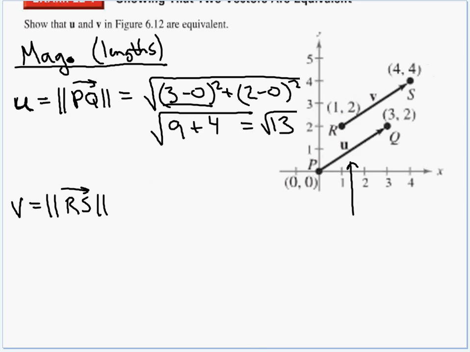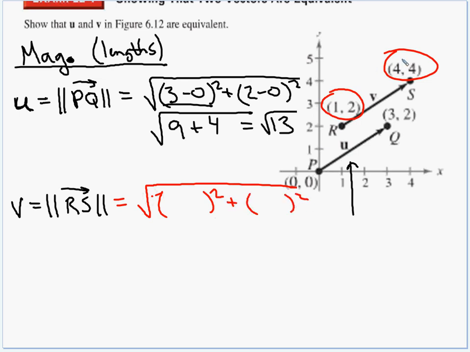Vector v has a magnitude from r to s, initial point r, terminal point s. So we're up on these points here. Let me circle them in red. And there we're going to find that magnitude. Again, I'm just going to set up some empty parentheses here. I'm going to do 4 minus 2 and 4 minus 1. So 4 minus 1 for the x's, 4 minus 2 for the y's.